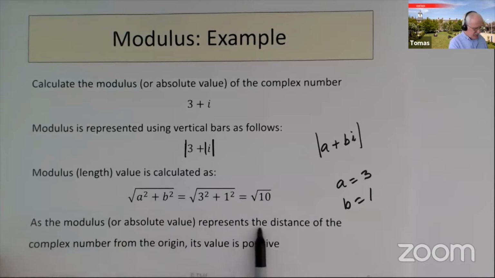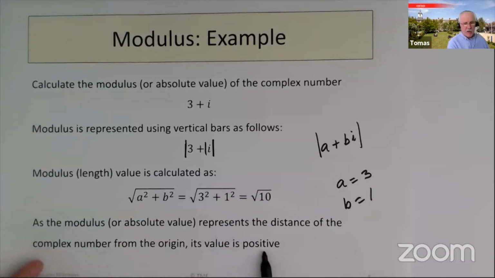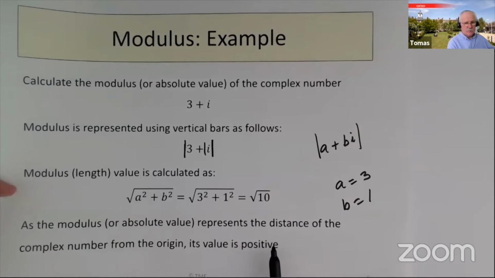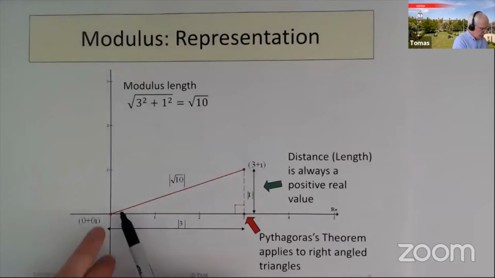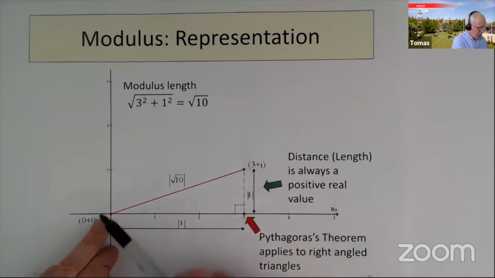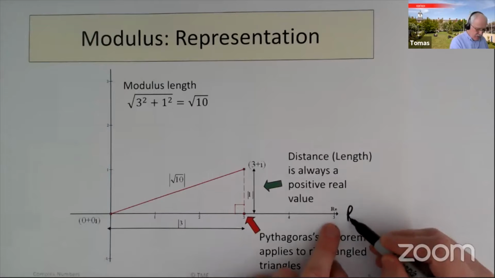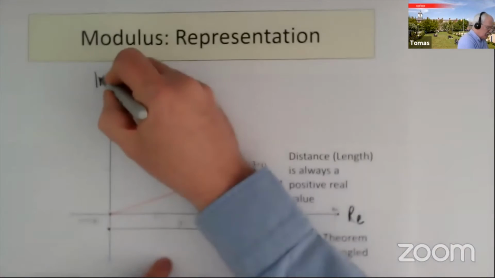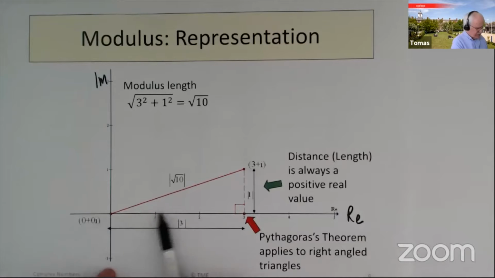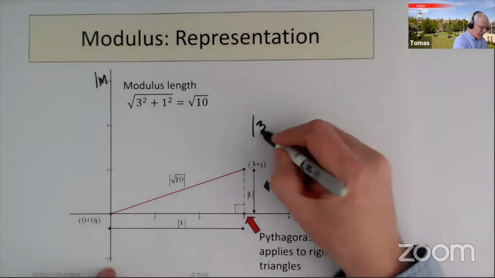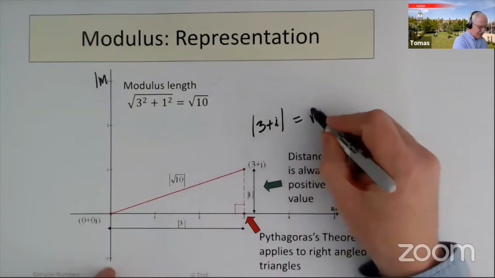So the modulus or absolute value represents the distance of the complex number from the origin, and its value is always positive. So here we go. 3 plus i on the Argand diagram looks exactly the same as the XY, but it's called real and imaginary axis. This is 3 and that's 1. So that's 3 squared plus 1 squared is 10, or 3, 1 and the square root of 10. So that length, the modulus of this particular distance, is 3 plus i. The absolute value of that is the square root of 10.